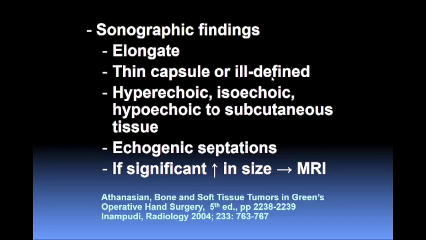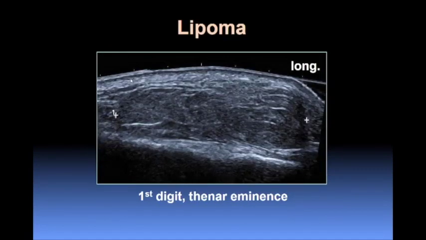If a patient comes with a large one and says it's been rapidly growing, we worry about a well-differentiated liposarcoma. In these patients, we would recommend an MR if there's a significant change. And this is really highly unusual. Most of the time in the hand and wrist, they're small little lesions. Here's one that was in the thenar eminence. This seems to be fairly commonplace.